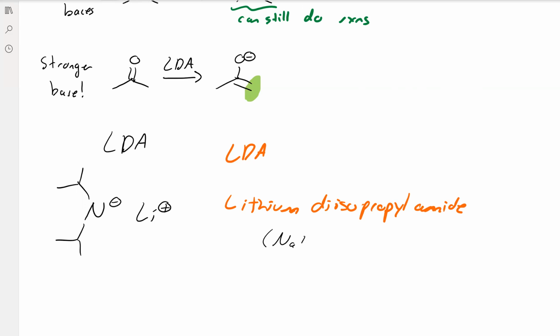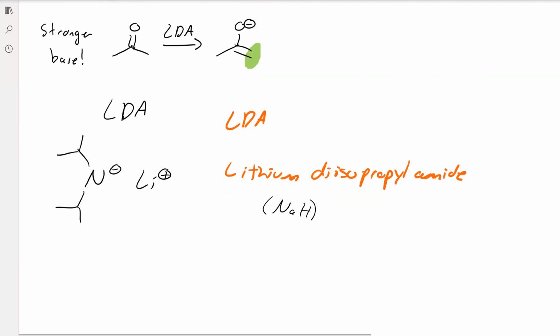Another one that's often used is sodium hydride. The reason that it has complete conversion is because when this hydride picks up an H+, it turns into hydrogen gas and then leaves the reaction. So it can no longer go the other way.